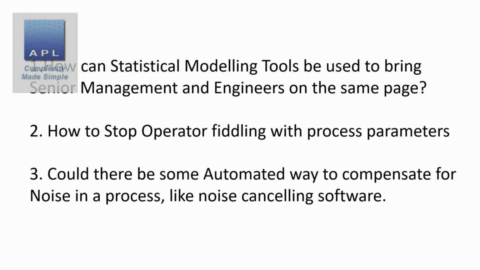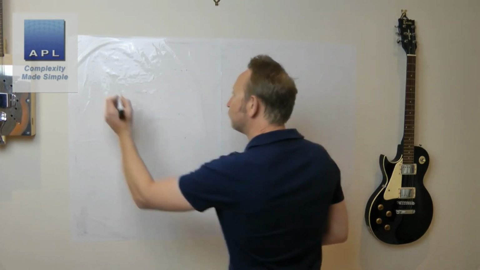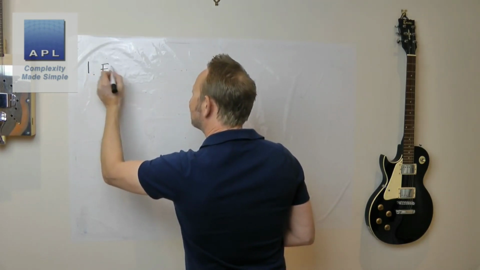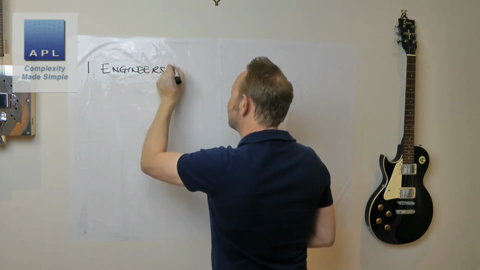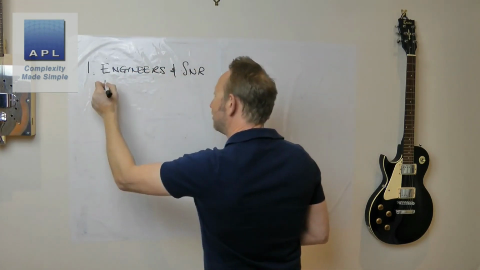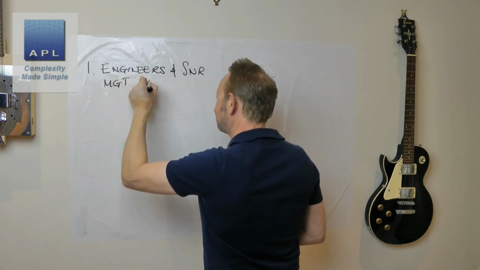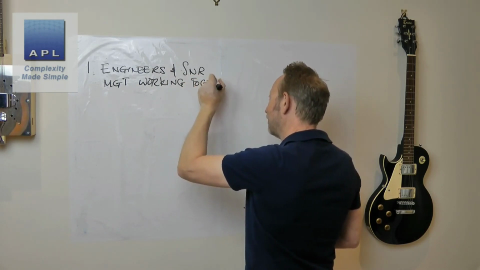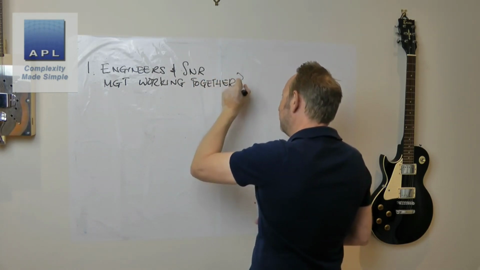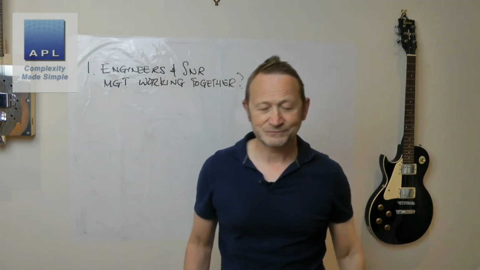So 3 very good questions. So I'm going to answer these questions one at a time. So Frank, I'm going to do my best on this. So here we go. Let's try and answer them one at a time. So question 1, first of all, we want to get engineers and senior management kind of working together, not pulling in opposite directions. Yeah, so okay, is there a way to do that?